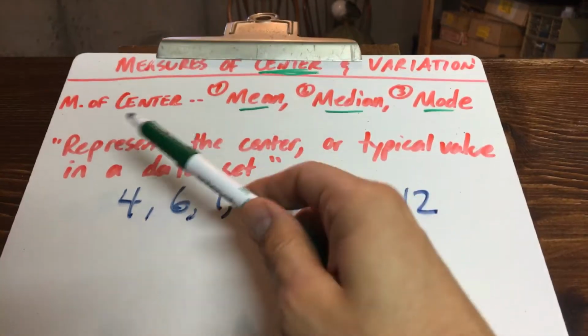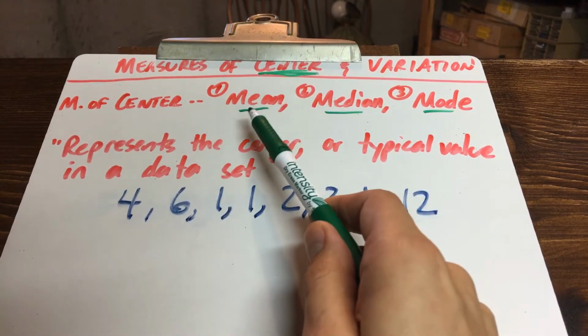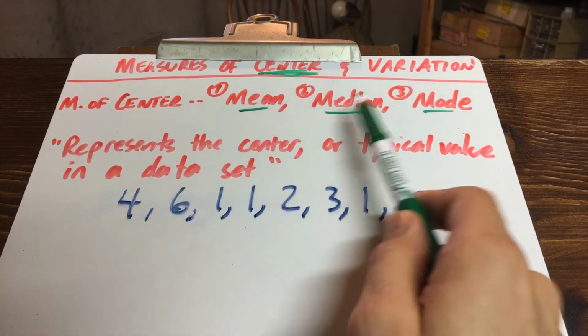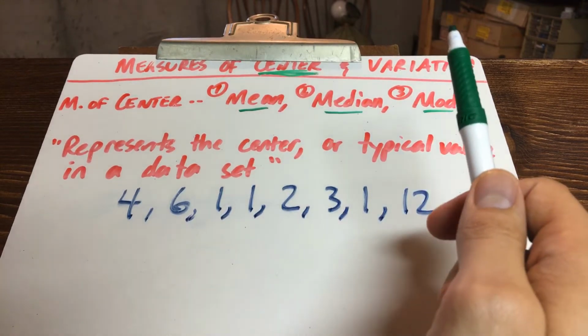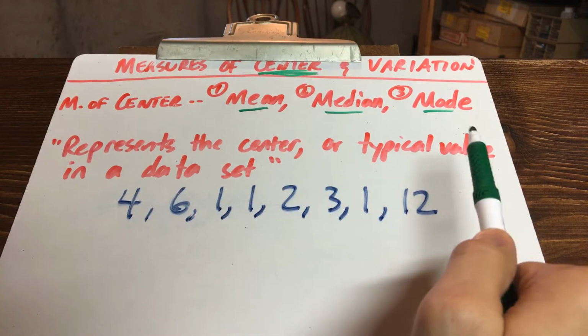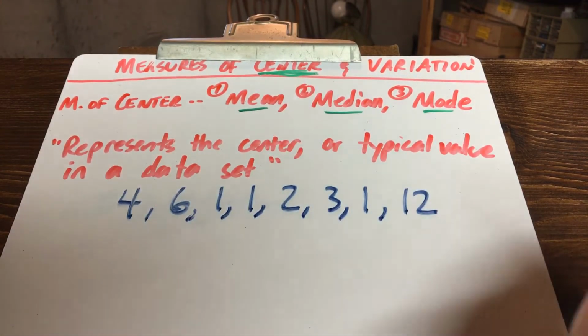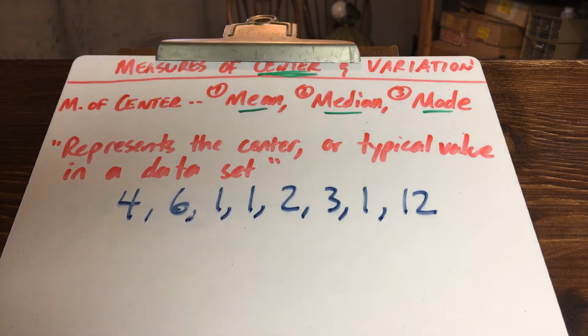So measures of center, I just put it in there because I was running out of space. Measures of center. The 3 that we're going to have in our chapter, in our lesson, is mean, median, and mode. You probably already know what these are. Measures of center, what do they represent? They represent the center or the typical value in a data set, in a big group of numbers. So here I just made up a data set in case for some reason you haven't paid attention the last 4 or 5 years of school and you need an explanation.